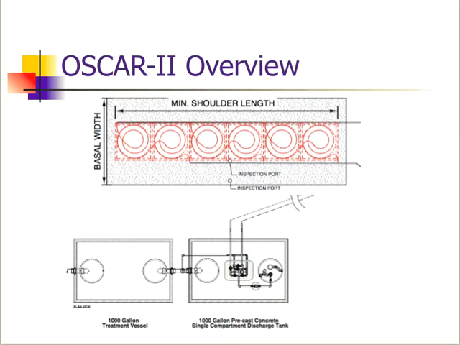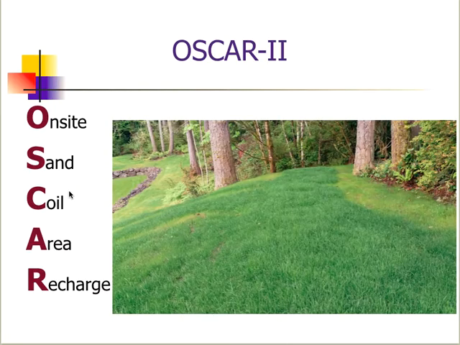The Oscar has three main components. First one is the septic tank, which we refer to as a treatment vessel. We're also going to have a 1,000-gallon discharge tank, reverse flush headworks, and the Oscar component itself. It's comprised of a couple of coils with a basal area of medium sand. The Oscar is an acronym that stands for On-Site Sand Coil Area Recharge, and it describes what it is and kind of what it does.